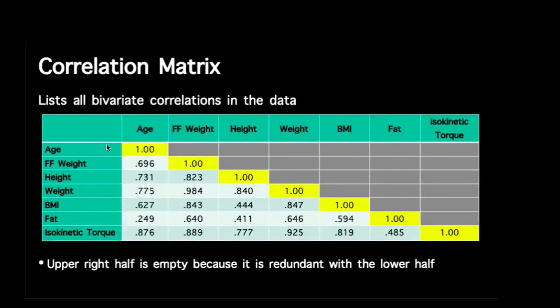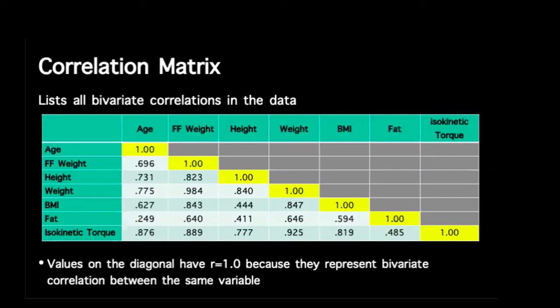You'll see on this matrix that the top portion is empty. Why is that? Because it's exactly the same as the bottom portion. When you make matrices in Excel, you guys will practice doing this, but you only make the bottom portion. If you're doing it in SPSS, this top portion is going to be included, but you only really need to read the bottom portion, because they're redundant with each other.